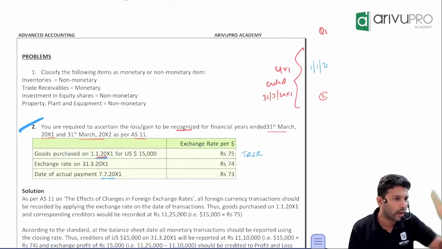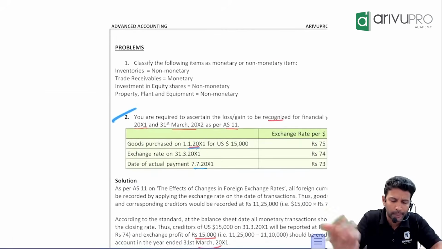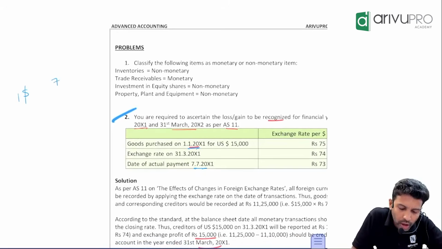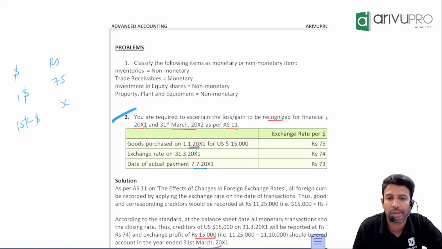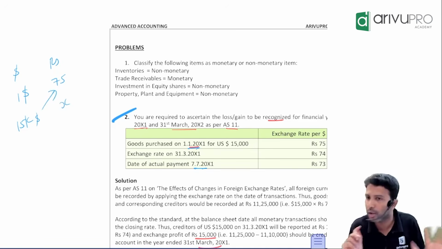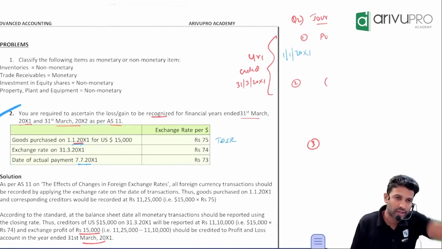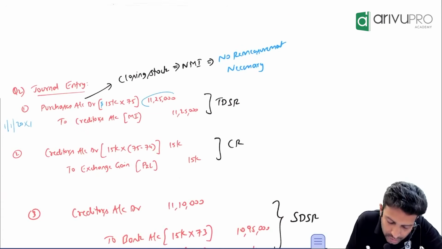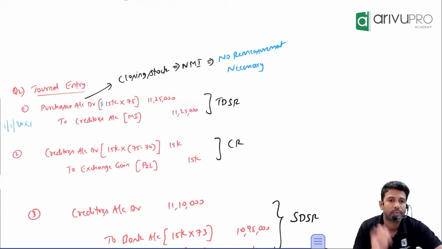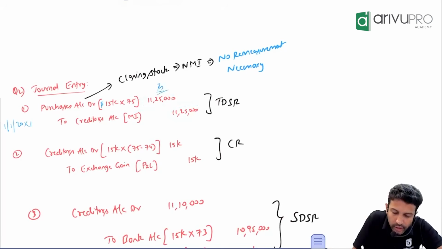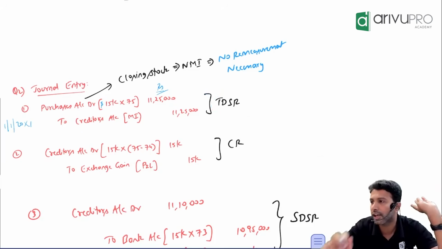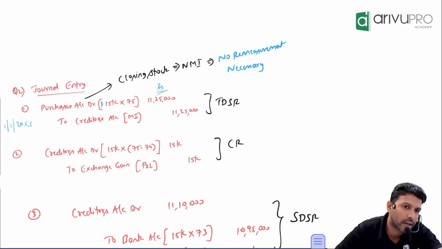75. $1, if you are confused whether to multiply or divide, put this box. $1 is how much rupees? 75 rupees. How much is the dollar value? 15,000. $15,000 is how much? When you cross multiply, are you dividing or multiplying? Multiplying. So 15,000 into 75. Do it in your calculator, how much is that? 11,25,000. Is this dollars or rupees? This is converted using what? The transaction date's spot rate. Easy. First is done.